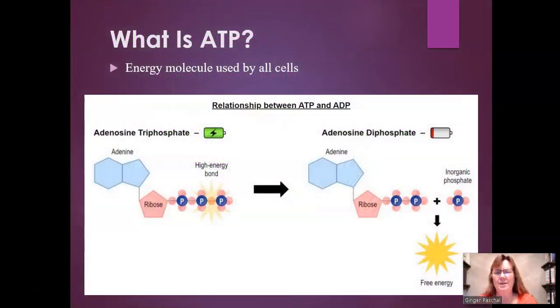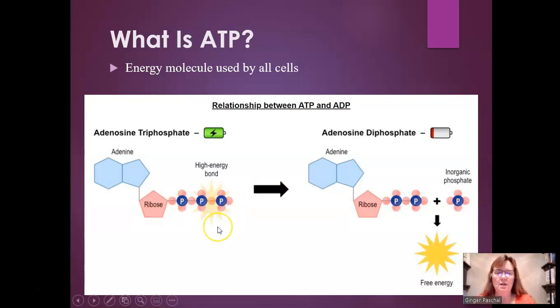So let's talk about what ATP is before we go much further. ATP is an energy molecule that's used by all cells. ATP stands for adenosine triphosphate. So this whole part over here, this ribose and adenine together, make up the adenosine, and this part over here is the triphosphate. The reason why we know that is because tri means 3, and we have 3 phosphates here.